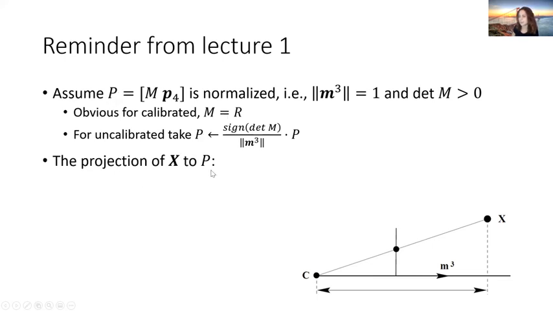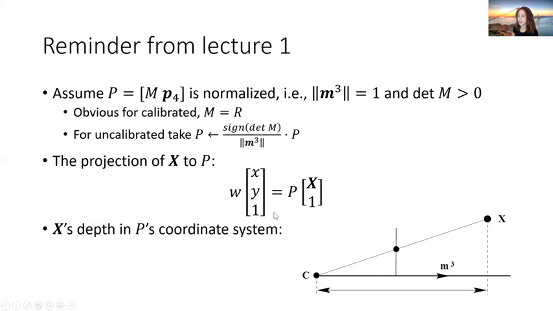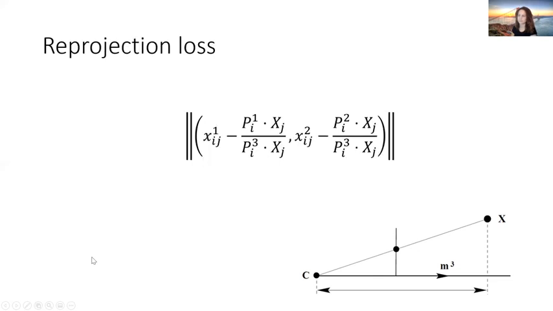Now, once the camera is normalized, the projection of X to P is this, and the depth in the projection of the point to the principal axis is this W, which is the third row of P multiplied by X, P3X. So to summarize, we want to make this thing positive.